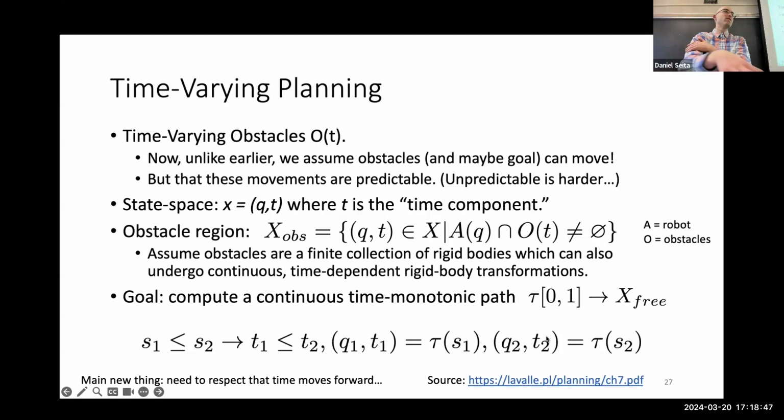Yeah. So this is just a way of formalizing the notion that you need your sample to be such that, if you sample something at the beginning of the trajectory, it needs to have a smaller t value. This is just a way of formalizing it.